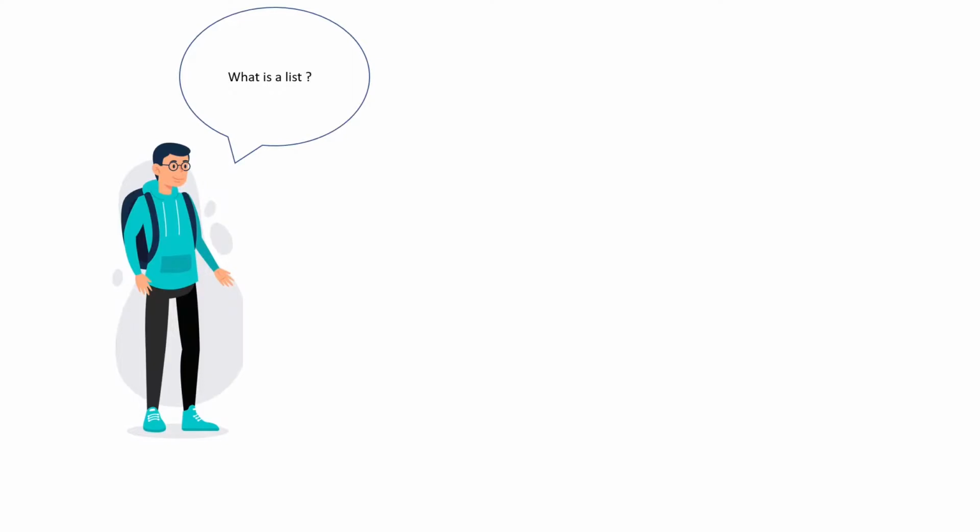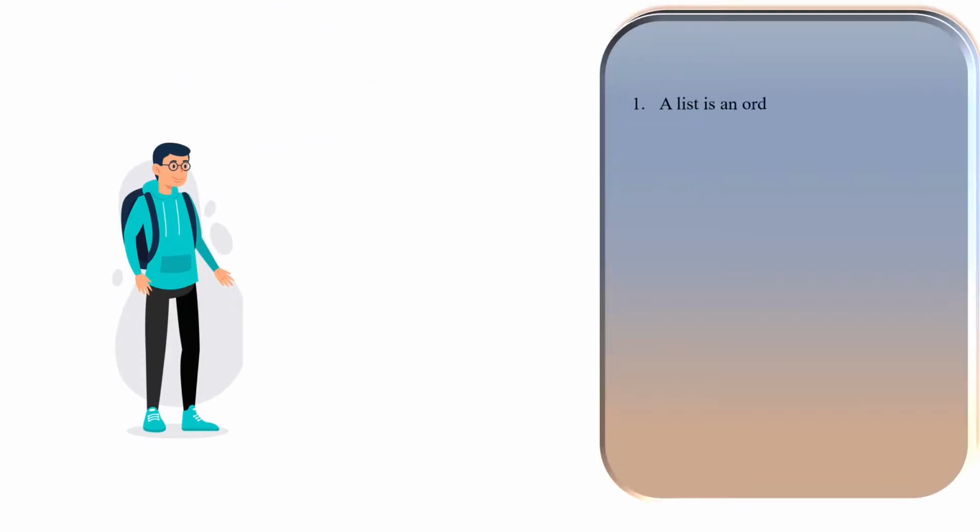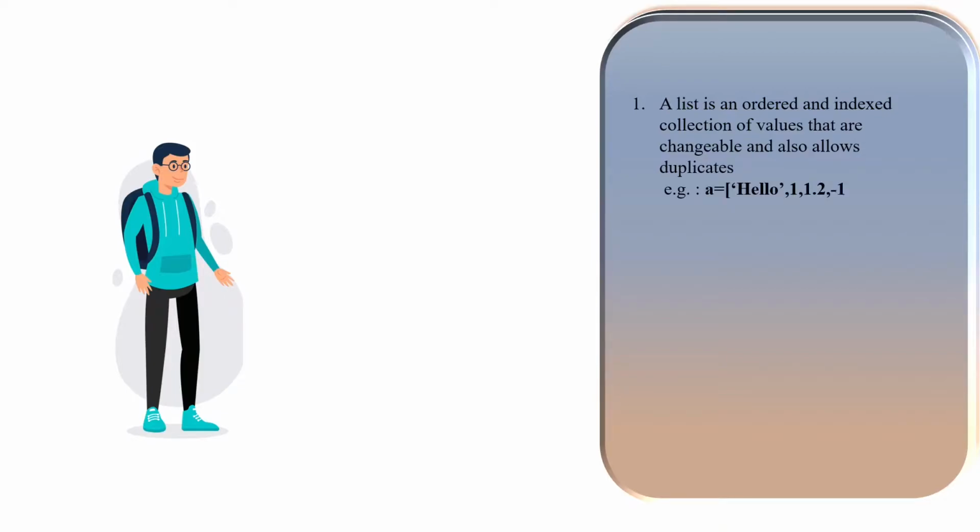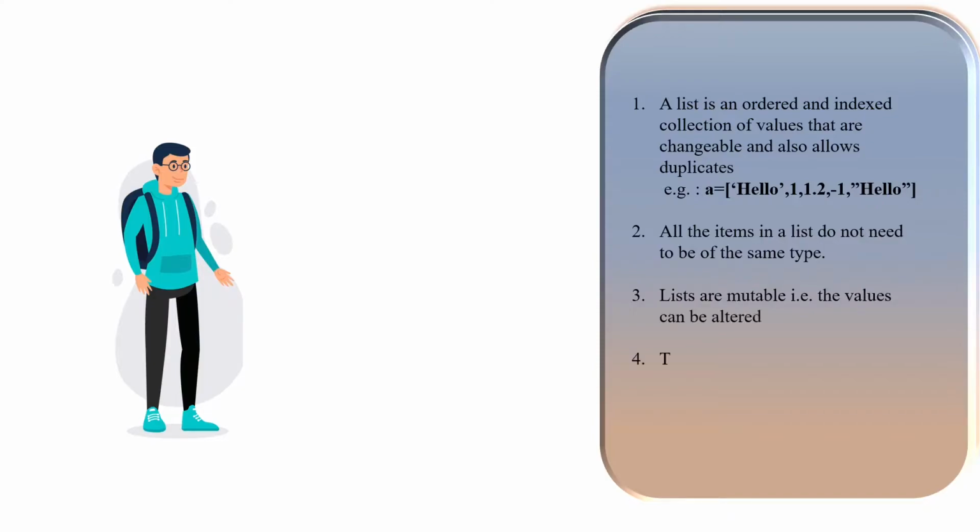What is a list? A list is an ordered and indexed collection of values that are changeable and also allows duplicates. In Example A, you can see hello, 1, 1.2, -1 and hello. All the items in a list do not need to be of the same type. Lists are mutable, that is, the values can be altered. The indexing starts from 0, that is your first element, and in reverse -1 is your last element. A list is defined using square brackets.